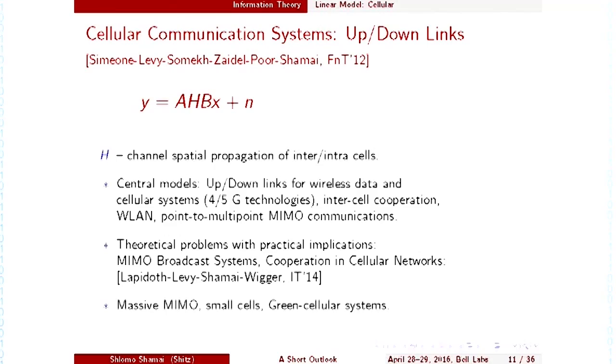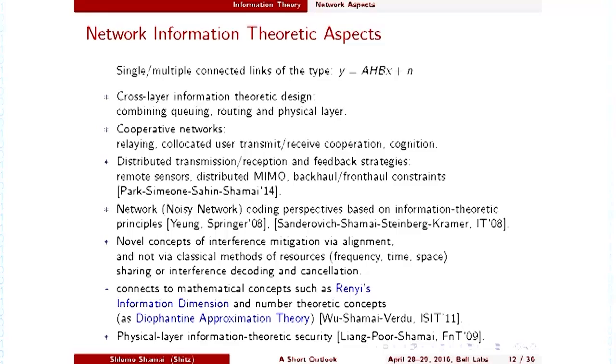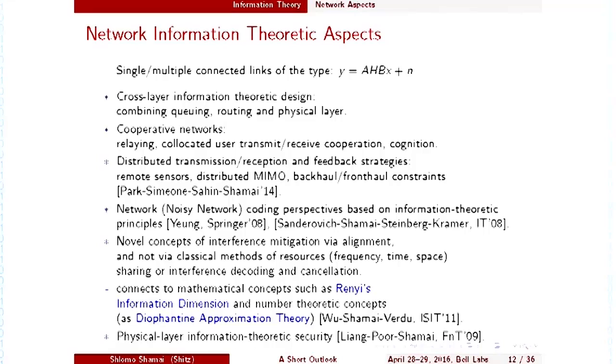Look at the conclusions. Massive MIMO, we have already mentioned. There's nothing to discuss too much here on that. And that is not the end. How about cross-layer information theoretic design in that model? Combining queuing, routing, a physical layer. Cooperative networks, relaying, collocated users, receiver cooperation, cognition. All, there are works on that. Nothing is cited here because of the time constraint.